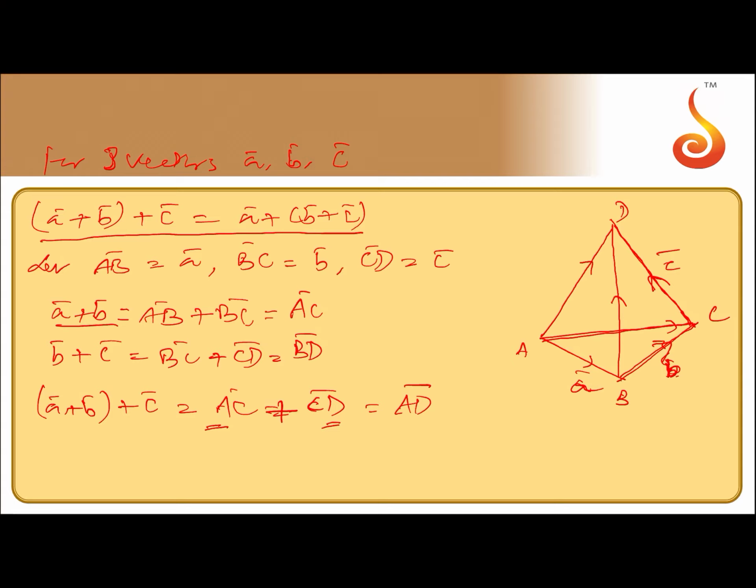But at the same time, let me take up A bar plus B plus C. That is nothing but A bar plus B bar plus C bar, which equals the AB vector plus B plus C, that is the BD vector. AB plus BD is nothing but the AD vector. Clearly you could see that both of these are nothing but the AD vector. So AB plus BD is nothing but AD.